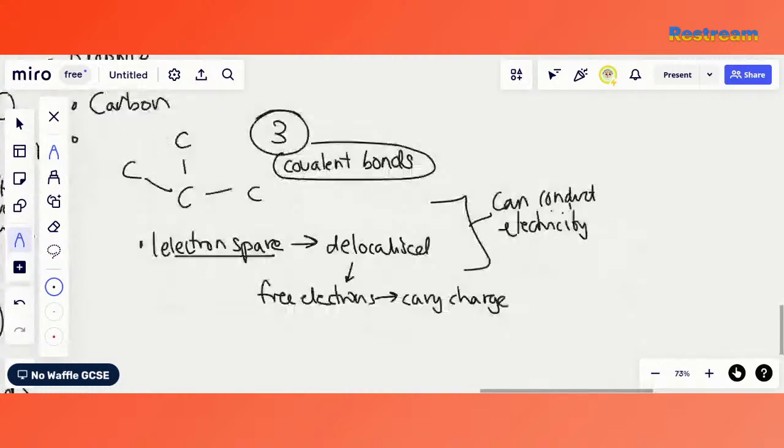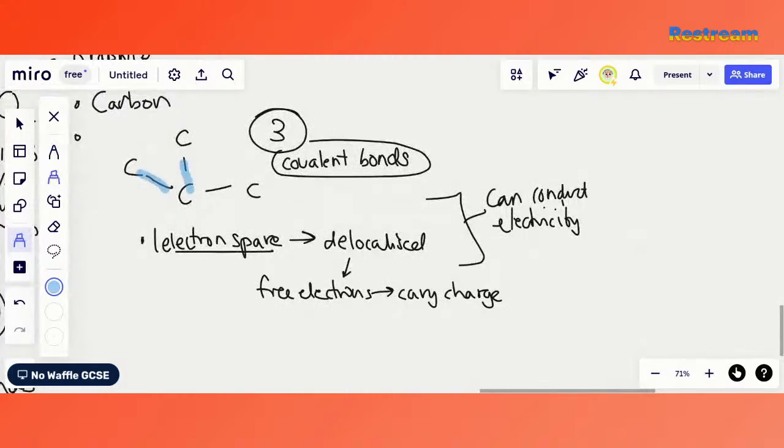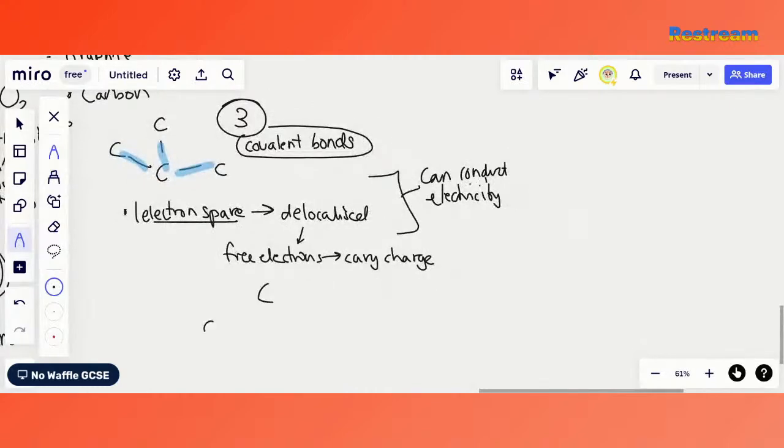So graphite, because of its 3 carbon bonds, forms hexagonal layers. So you can imagine 6 carbons, and each of them forms 3 bonds. So they form hexagonal layers.